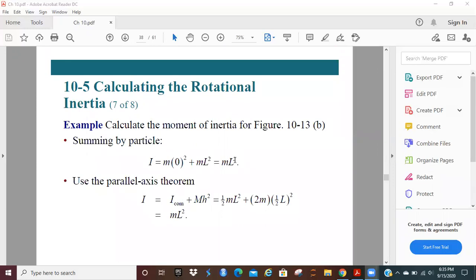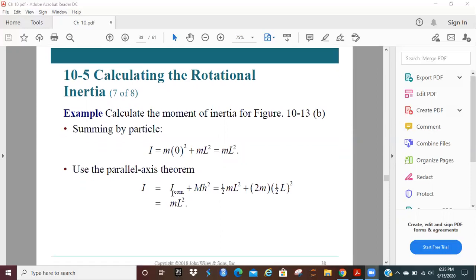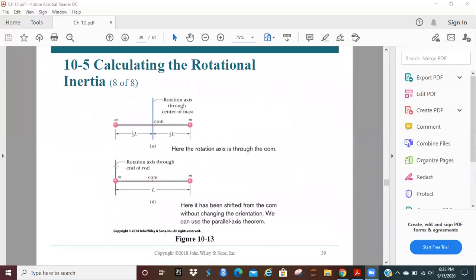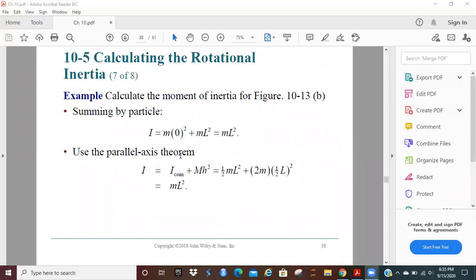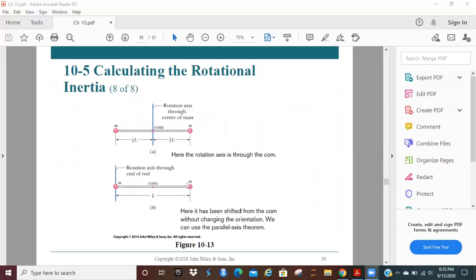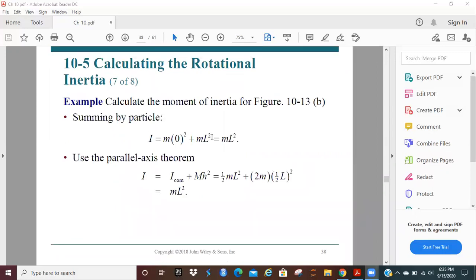Since this is the case, if we were to sum that by particle, if you look at it here and you want to sum that together just by each particle, this is not away from the axis of rotation, so that's why we've got a 0 here. This point right here is actually a length L away, so we put that in here, and then boom, we got it. That's the moment of inertia.